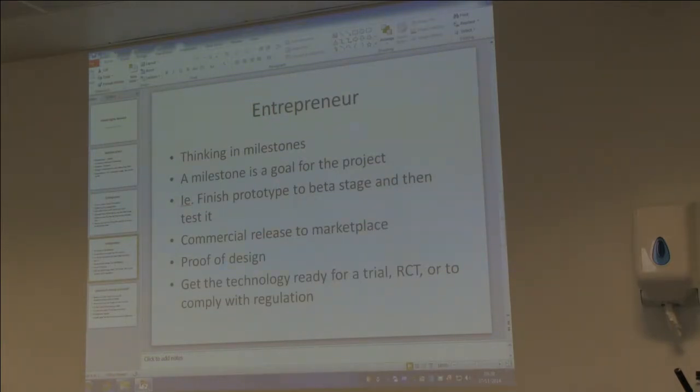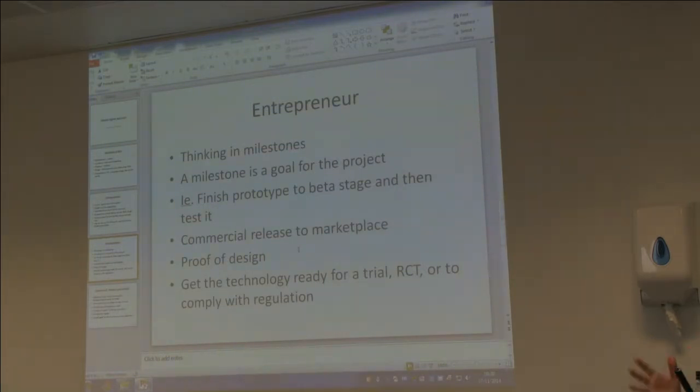So that's what you're working towards. And you don't really know how many iterations of the thing it's going to take to get to the market, but I would estimate it's between 5 and 7 fully tested iterations, possibly more. And that's what you do. You're proving the design. That's another thing you can get money for.